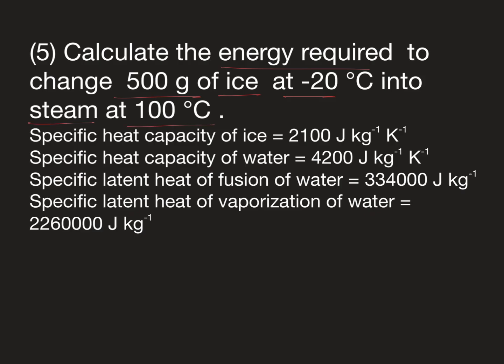Calculate the energy required to change 500 grams of ice at minus 20 degrees Celsius into steam at 100 degrees Celsius. Specific heat capacity of ice is 2,100 joules per kilogram per Kelvin. Specific heat capacity of water is 4,200 joules per kilogram per Kelvin. Specific latent heat of fusion of water is 334,000 joules per kilogram. Specific latent heat of vaporization of water is 2,260,000 joules per kilogram.